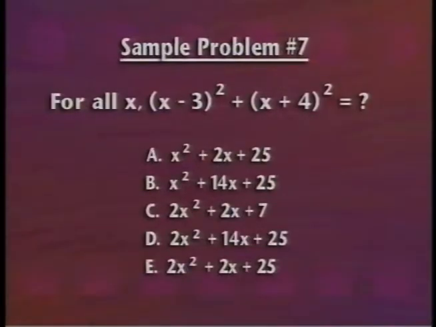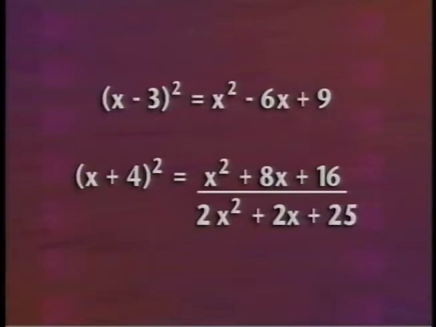For all x, (x minus 3) squared plus (x plus 4) squared equals, let's expand each term separately. (X minus 3) squared becomes x squared minus 6x plus 9. (X plus 4) squared becomes x squared plus 8x plus 16. And now you should notice how I've lined them up neatly so it'll be easy to add them. The final result is 2x squared plus 2x plus 25 for answer E.